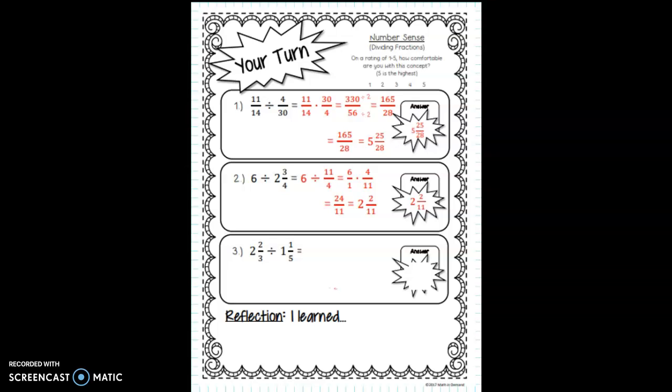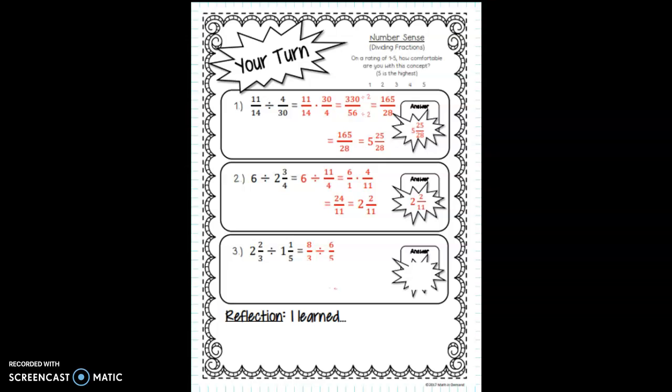Problem 3, we now have 2 mixed numbers. Both of those have to change to improper fractions. Denominator times whole number plus numerator. 3 times 2 plus 2 is 8. 8 over 3. 1 times 5 plus 1 is 6. 6 over 5. Now we can do our keep, change, flip.